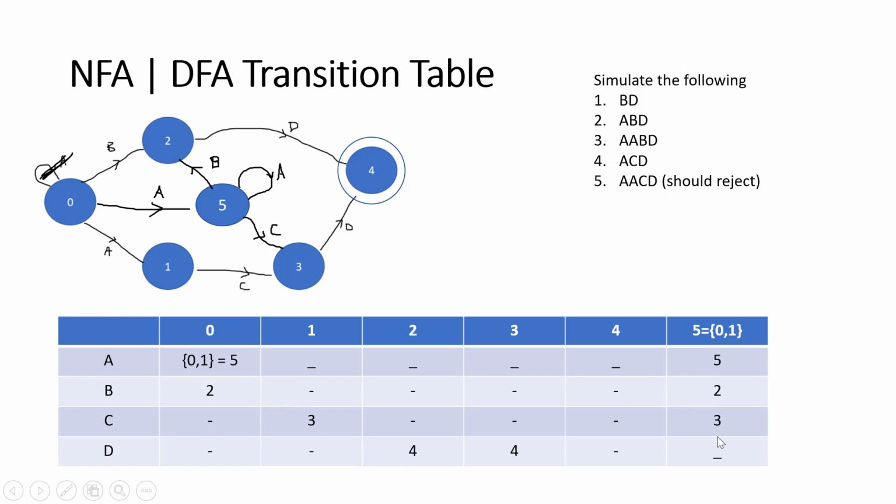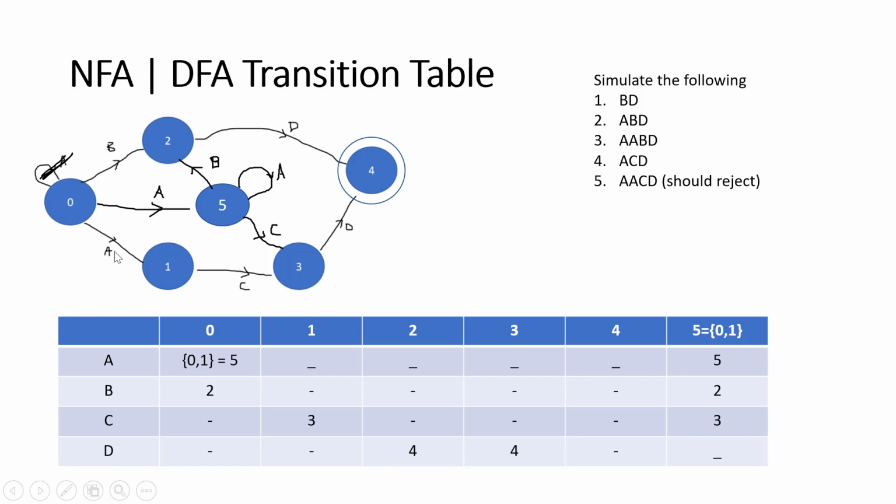Union of this and 3, you get 3. And that's the 5. Now, if you draw the DFA, which is given by this table, you come up with this transition diagram. Now, it is a DFA because it's uniquely determined.